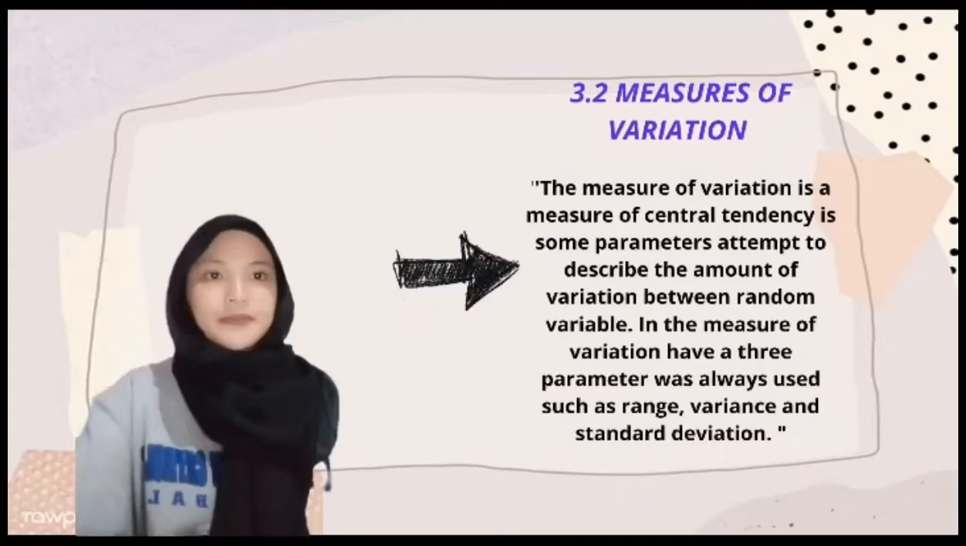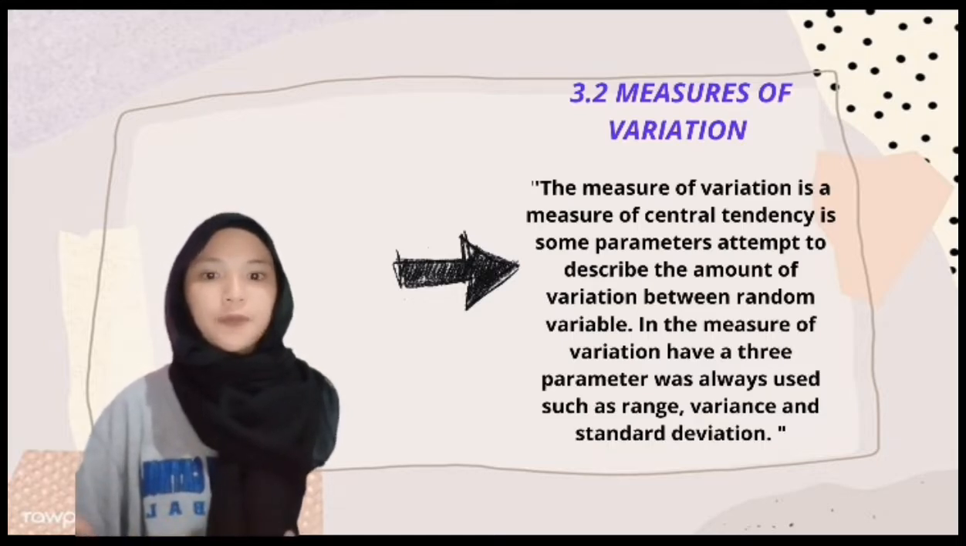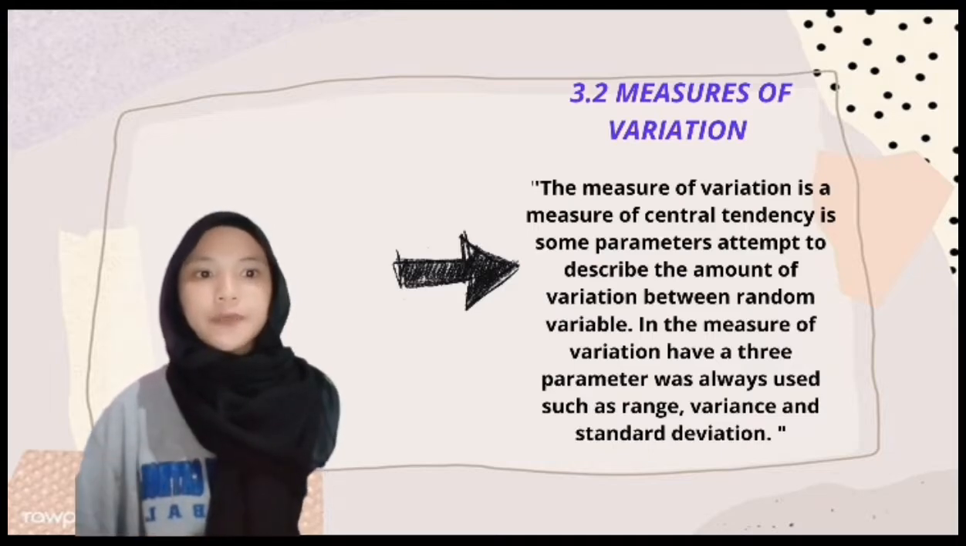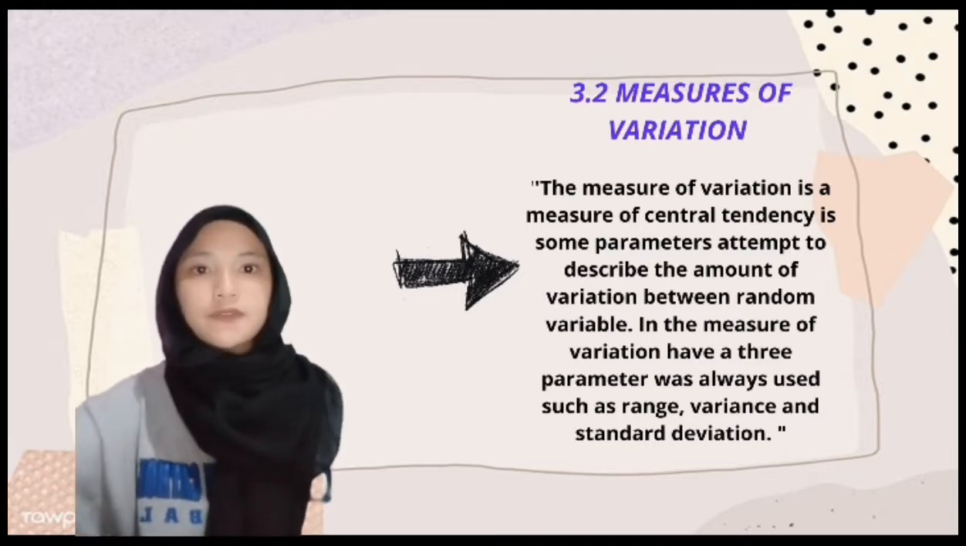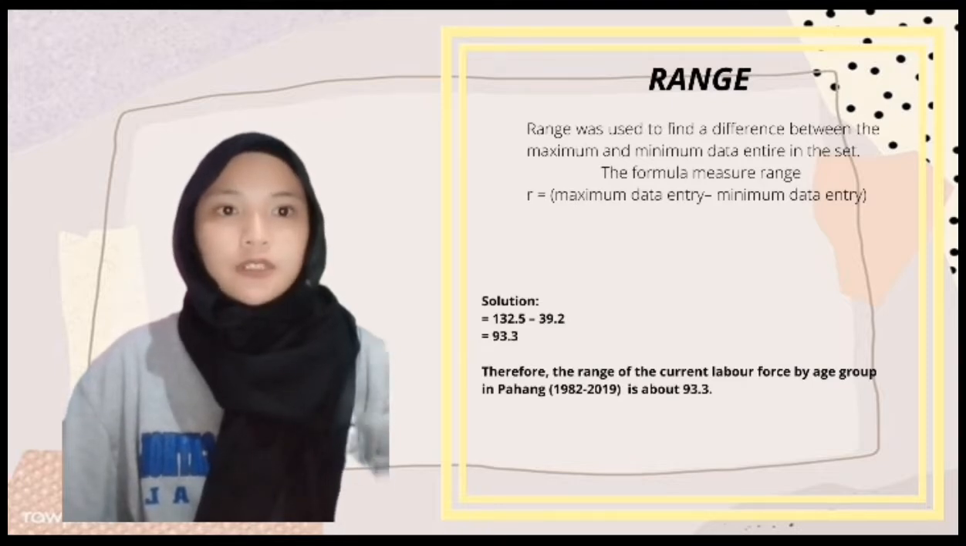My name is Nursyuhada Binti OTHMAN. My matrix number is H20B1T39. Part 2, measures of variation. The measure of variation is a set of parameters obtained to describe the amount of variation between random variables. In the measure of variation, there are three parameters always used, such as range, variance, and standard deviation. Range is used to find the difference between the maximum and minimum data entry in the set. The formula for range is maximum data entry minus minimum data entry.